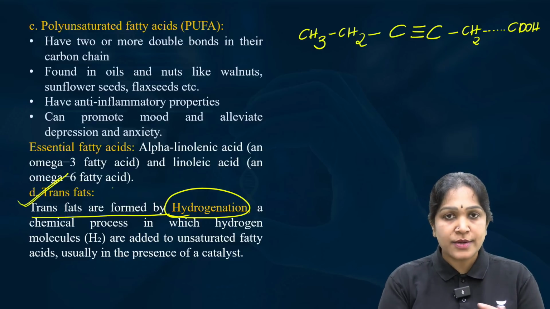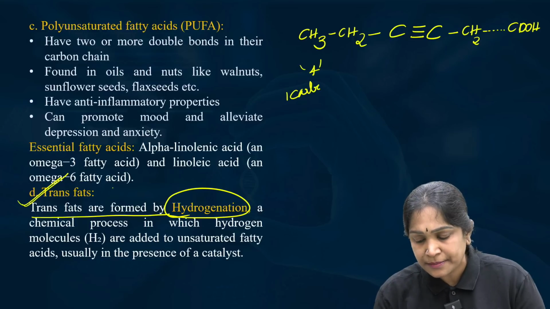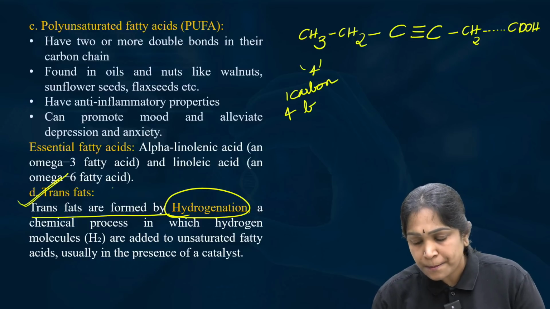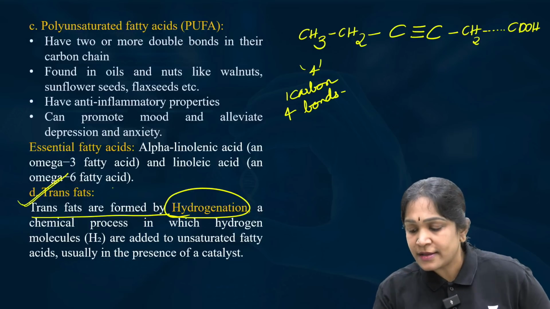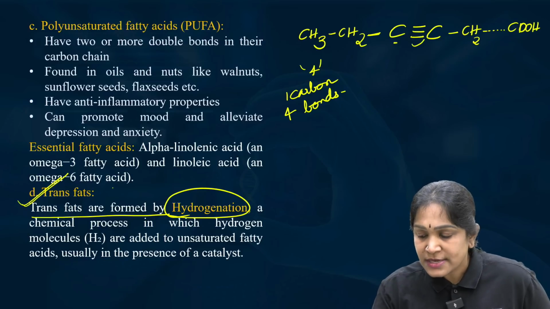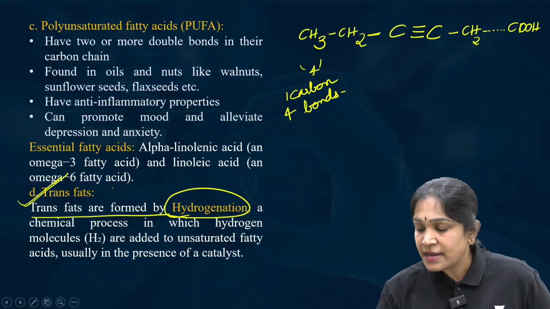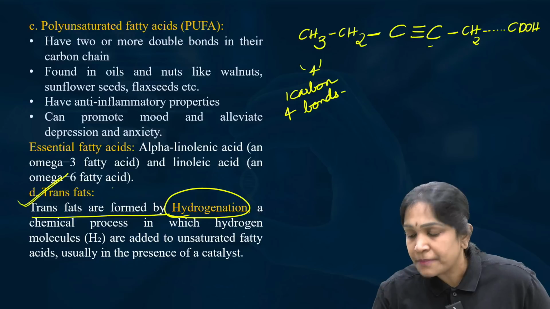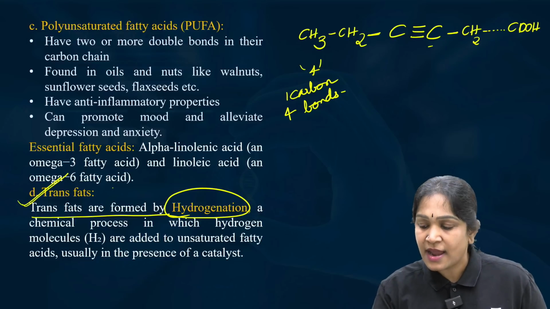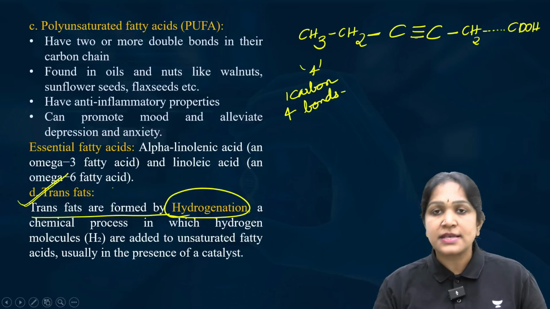As you all studied in your school days, a carbon has a valency of 4. It means one carbon atom can form 4 bonds. So here this carbon is forming one bond with the previous carbon and 3 bonds with the next carbon. Same way, this carbon is also forming one bond with the next carbon and 3 bonds with the previous carbon.